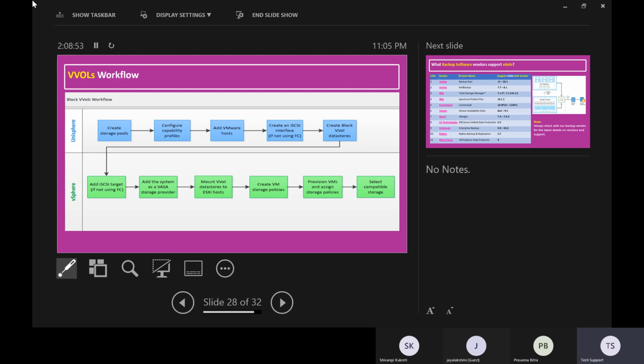Okay. And now we are going to talk about how to create a data store, which type of storage we are using and all. And what about my past data security? Suppose my last 3 months data or last 1 year data or past 10 years data, if you want to secure your old data, we require some backup software. Now I am going to show you what are all the supported backup software for virtual volume data store.